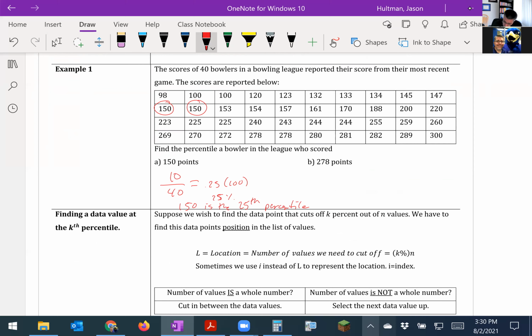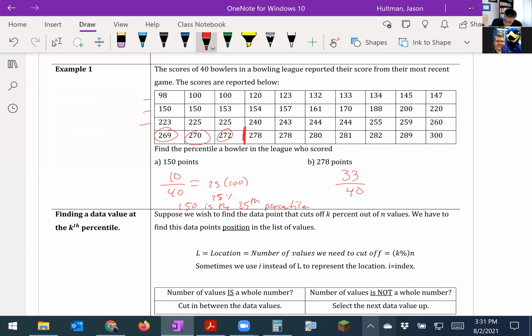Okay, what about 278 here? We've got a couple of those. How many values are less than 278? Well, there's 3 rows and then 3 items that are less than 278. So 3 rows is 30 plus 3 items is 33. So that's 33 out of 40 that are less than 278. I'm going to put a barrier there.